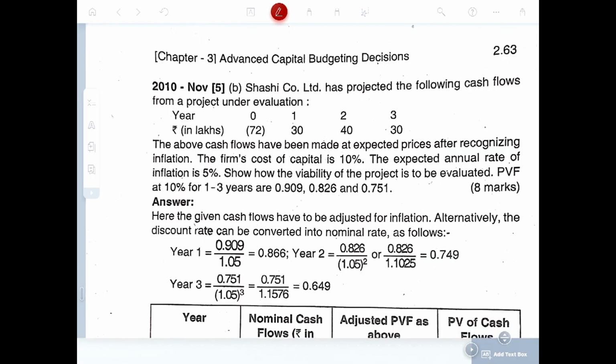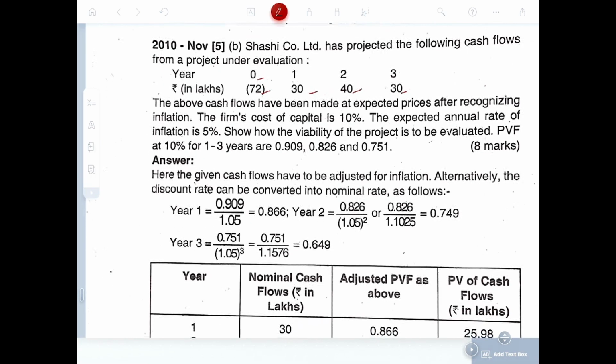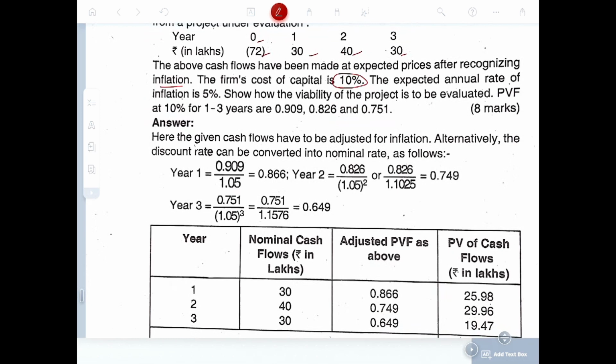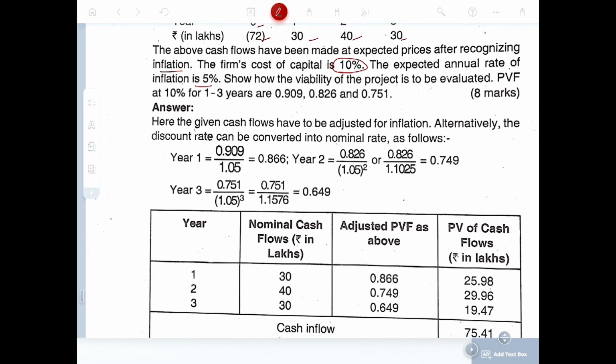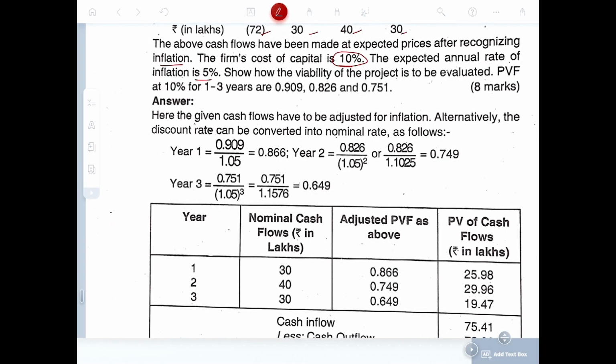Sharksy Limited has a project with the following cash flow. Year zero outflow is 72 lakhs. First year 30 lakhs, 40 lakhs, 70 lakhs; total cash flow is 100 lakhs. Recognizing inflation, the firm's cost of capital is 10 percentage and the rate of inflation is 5 percentage. The present value factors of the future are 10 percentage, 1 to 3%, 0.1.